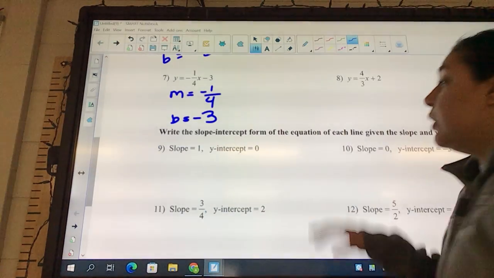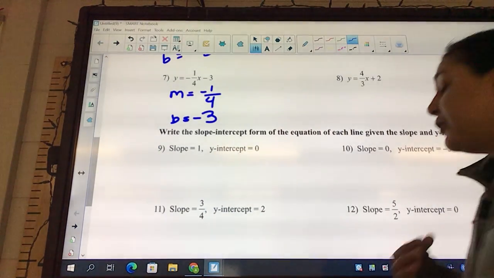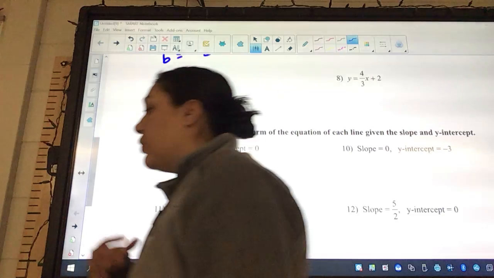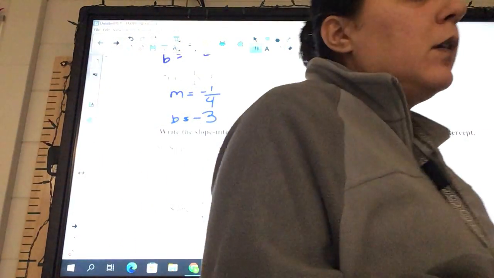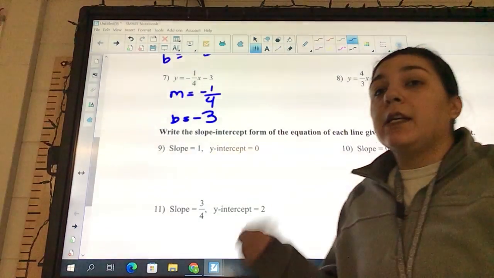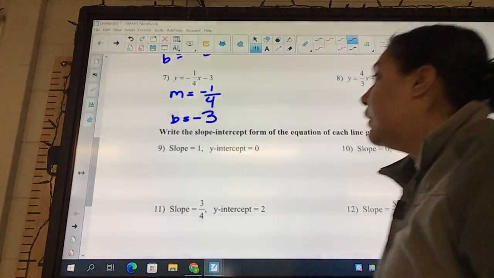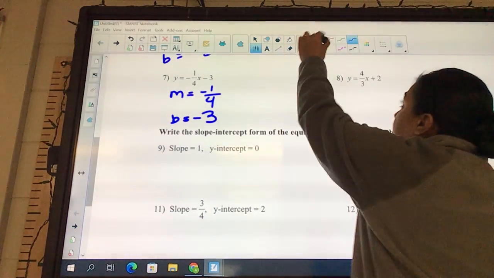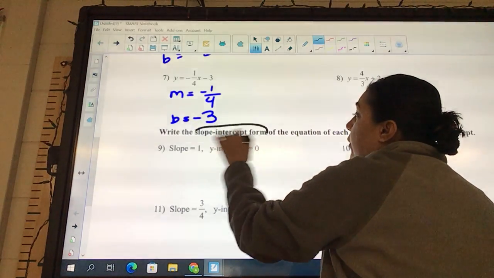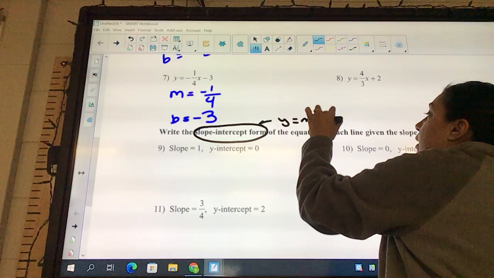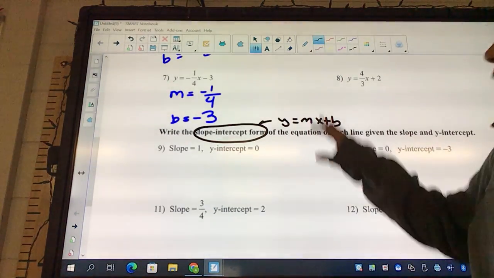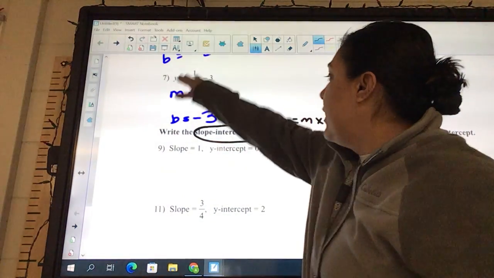These ones, they want us to write slope-intercept form. I'm going to ask you 150 million times because you're going to have it memorized: what is slope-intercept form? Slope-intercept form is y equals mx plus b. That is what my answer should look like. In this one, rather than finding them, they want you to write it out like that.